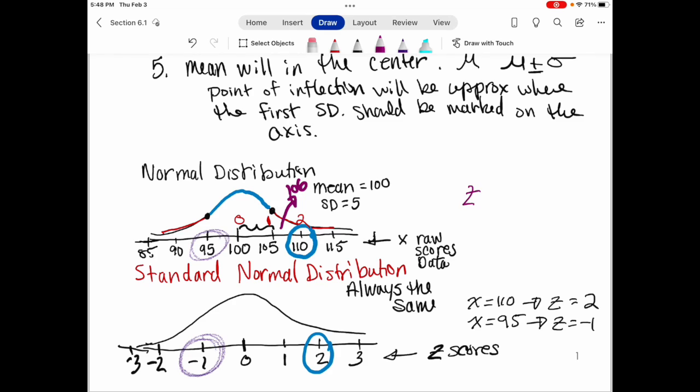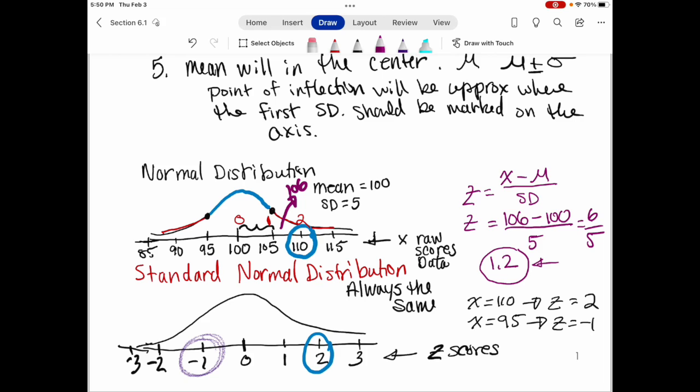To find your value of z, whether it's a whole number or something in between, you take your raw score, your value of x, you subtract your mean, and you divide by your standard deviation. So in this case, if I want to find the corresponding value of z for 106, I would take 106, which is my value of x, I would subtract my mean, which is 100, and I would divide by my standard deviation, which is 5. So I would get 6 over 5, which would be 1.2.